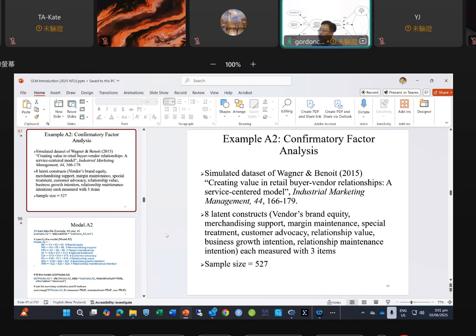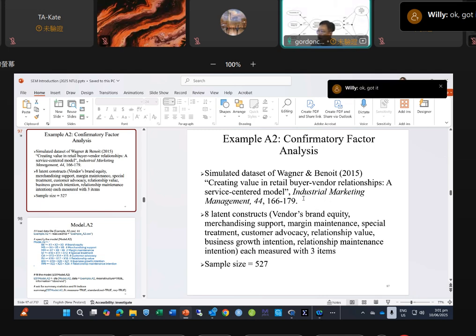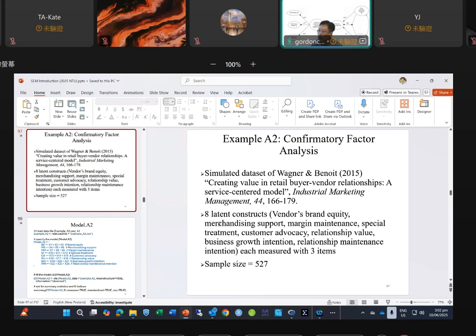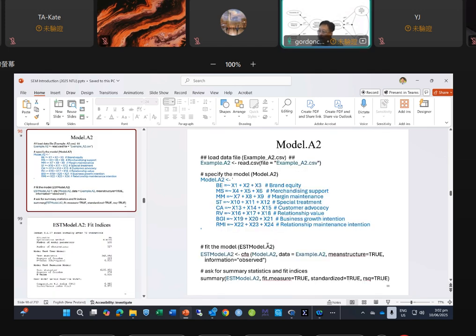Now we'll have an exercise. Example A2 is about CFA. This is a simulated data set from an article in Industrial Marketing Management. We have 8 latent variables: brand equity, merchandising support, margin maintenance, special treatment, customer advocacy, relationship value, business growth intention, and relationship maintenance intention. This article is about the relationship between the buyer and the vendor, whether they want to build a stronger relationship. This is a marketing study, so they use 3 items to measure each construct.